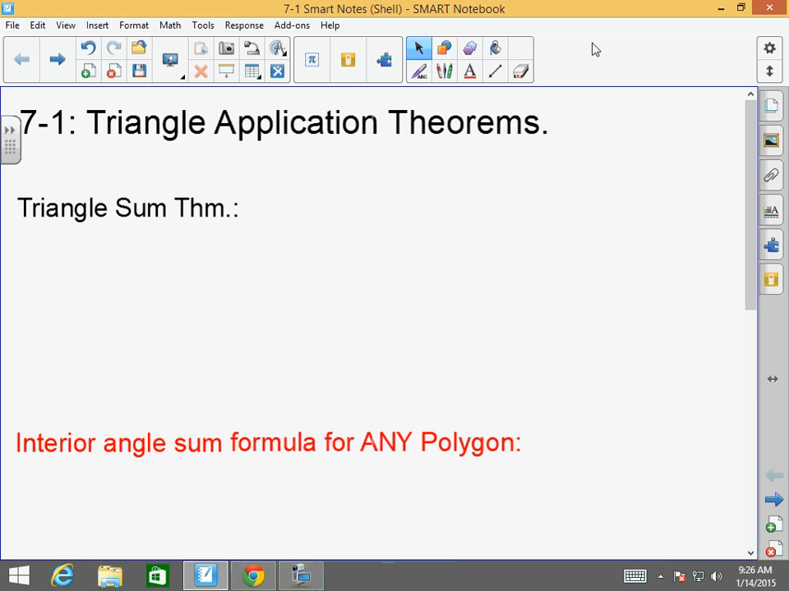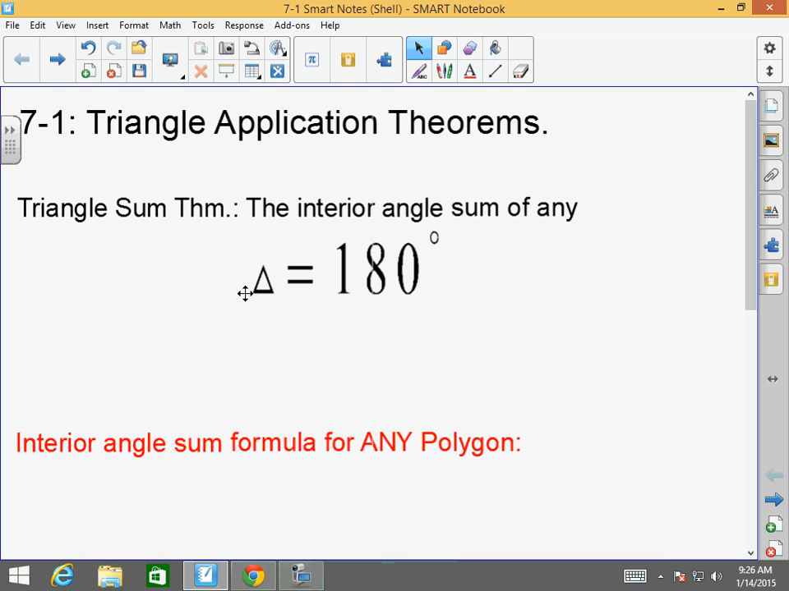So let's start right off the bat. Triangle sum theorem. The triangle sum theorem states the following. The interior angle sum of any triangle equals 180. Wait a second, Mr. Morrow. Didn't we already do this? Yes, we did. You know this already. Regardless of the triangle, the interior angle sum will be 180.